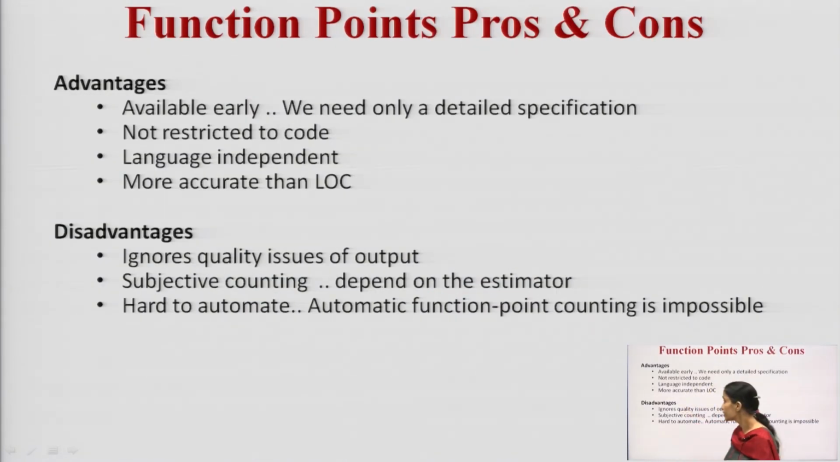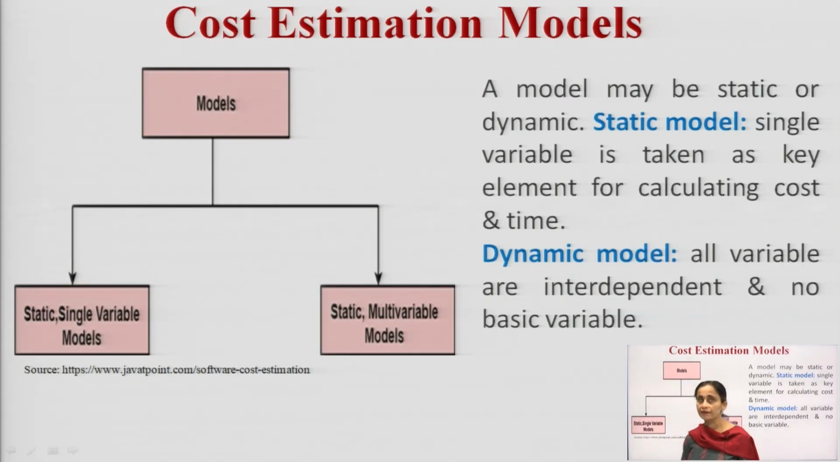So, the advantages for FP, they are available very early, they are not restricted to the code, they are not language dependent and they give more accurate results than lines of code. Then disadvantages, they ignore the quality, they are subjective counting, they need to be automated. Then there are two kinds of models, static and dynamic. Static using single variable and dynamic means all the variables are interdependent and there are no basic variables.